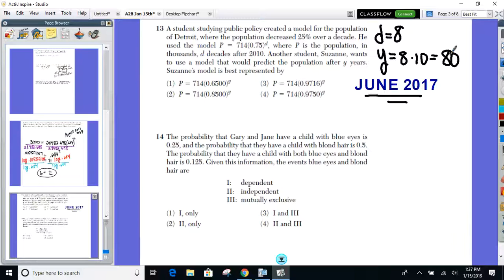Store in 80 now for Y and figure out which one comes the closest to when you plugged in 8 for D. It's not going to be equal, but it's going to come pretty darn close and a lot closer than the other 3 multiple choices.